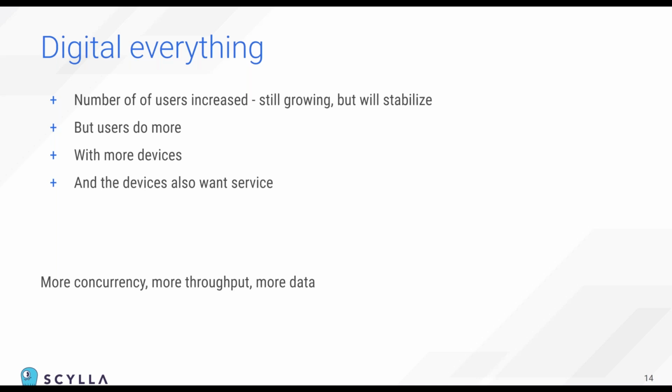So even if the number of users will not continue to grow and will stabilize, the number of transactions, the number of connections, the number of operations that we do online will continue to grow, and will continue to grow immensely. And this means more concurrency, more throughput, and very important for databases, more and more and more data. So we have to assume that whatever database we choose, we will need to scale it during the years that it will be in service.